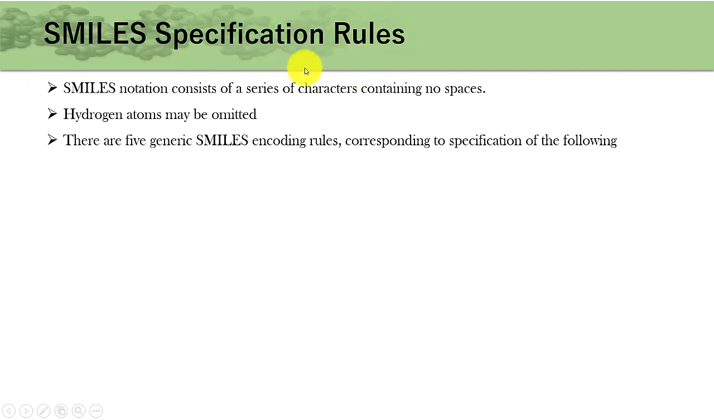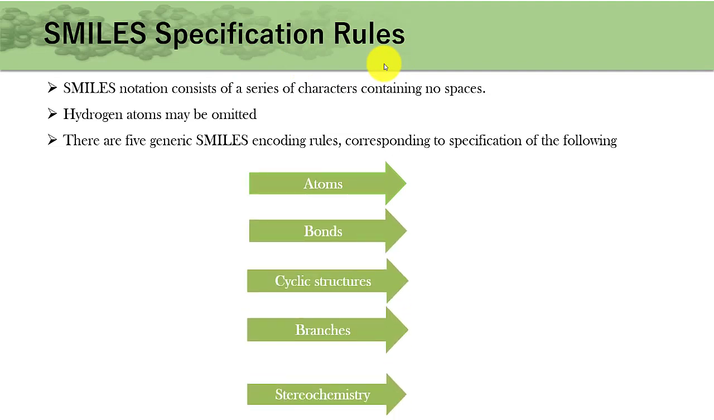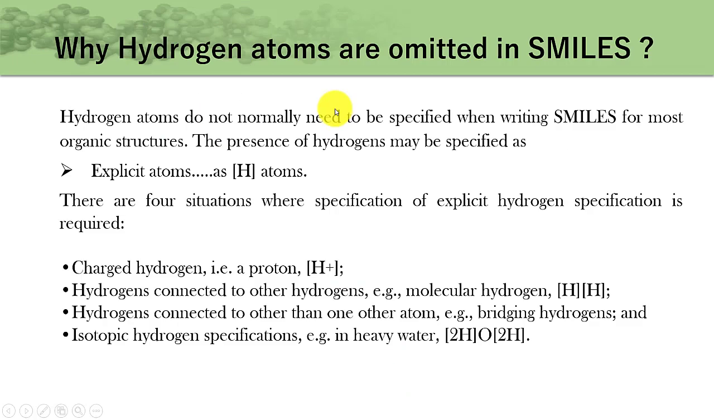These rules help you to represent the structure of atoms, bonds, cyclic structures, branches, as well as stereochemistry of any chemical structures. So let us see how SMILES specification rules are given. It consists of a series of characters without spaces in between and hydrogen atoms are omitted. Let's see why hydrogen atoms are omitted in SMILES. Hydrogen atoms need not be specified when writing SMILES for most organic structures.